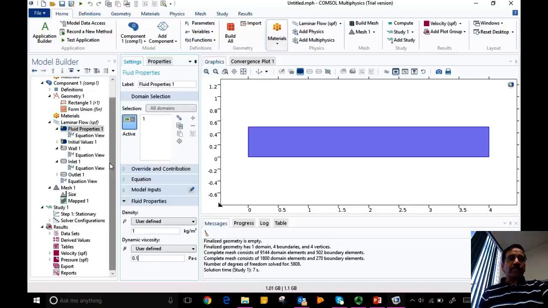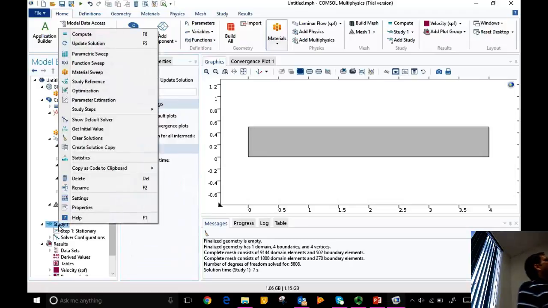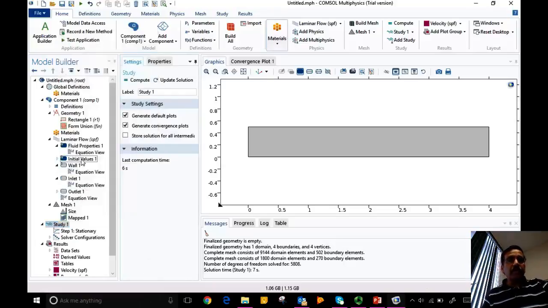Okay, and what do you think will happen to the boundary development length? Now, if you right-click on it, you have one option here, compute. The one below is update. What is the difference between those two? When you say update, it uses the previously converged result as the initial guess. So it already has a good profile, and the only number that has changed is viscosity. So it'll converge much faster than starting from 0.